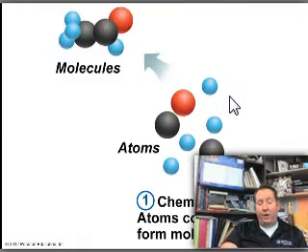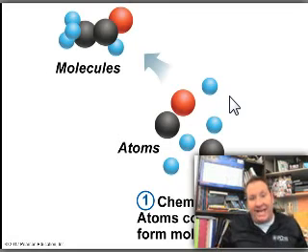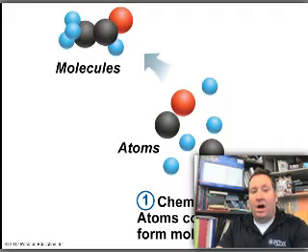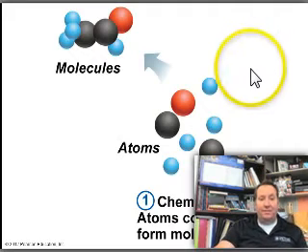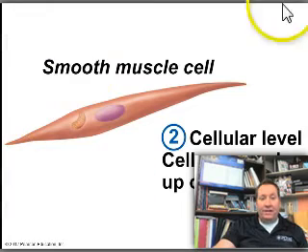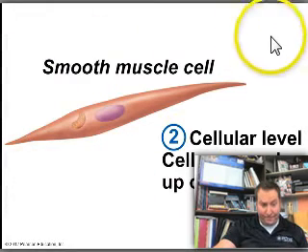When we take a look at how we organize things in anatomy, we start with the basic level of an atom. A group of atoms builds a molecule. A group of molecules is going to build a cell. Now we're at the cellular level. This is where life is at. This is the cellular level right here.